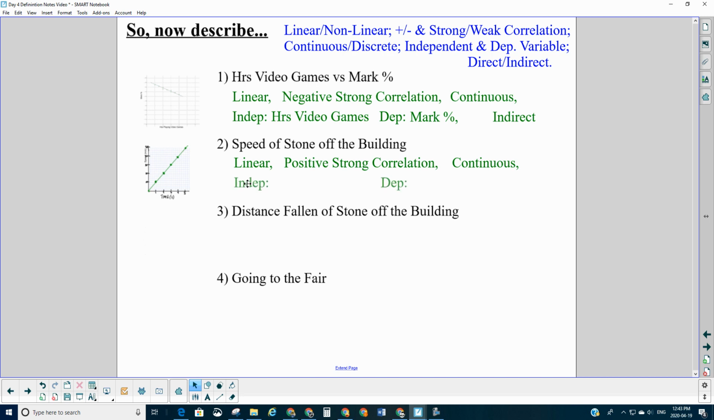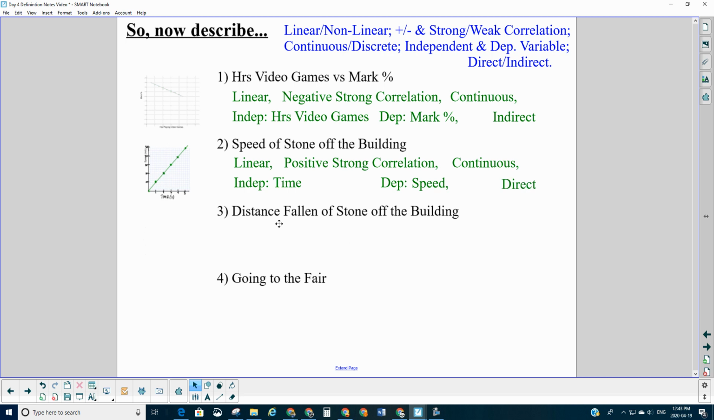What are the independent and dependent variables? Well, independent, time. Almost always, remember, time goes along the bottom. And the dependent is speed. Speed depends on time, not the other way around. And finally, is this one direct or indirect? So where does it begin? Well, you can see that this graph begins at 0, 0. There is no flat rate, and it goes straight up. So we say that this is direct.